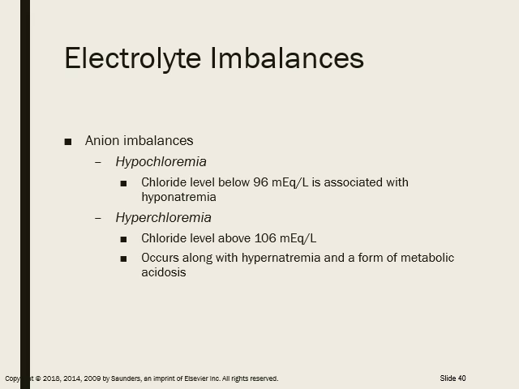Examples of anion imbalance include hypochloremia. This is when the chloride level is below 96 milliequivalents per liter, and it is associated with hyponatremia. Hyperchloremia is when the chloride level is above 106 milliequivalents per liter. It occurs along with hypernatremia and is a form of metabolic acidosis.